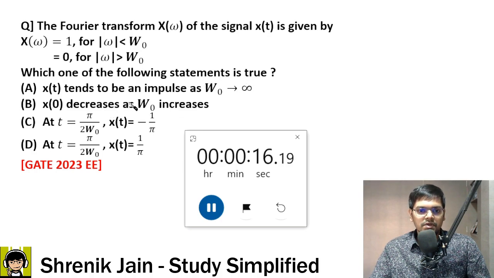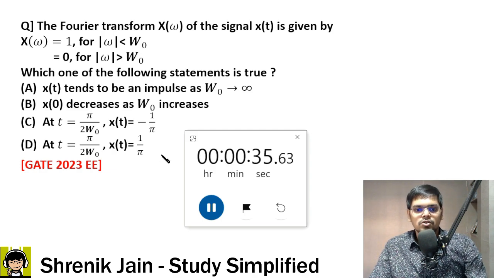Option A, x of t tends to be an impulse as omega naught tends to infinity. Option B, x of 0 decreases as omega naught increases. Option C, at t is equal to pi by 2 omega naught, x of t is equal to minus 1 by pi. Option D, at t is equal to pi by 2 omega naught, x of t is equal to 1 by pi. So, GATE 2023 electrical, tricky question.